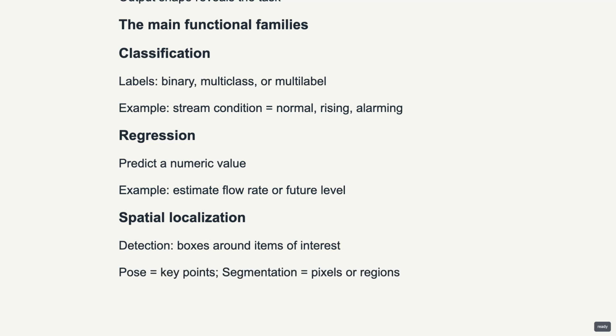Pose estimation pushes the output toward key points such as joints or landmarks, while segmentation labels pixels or regions directly. Those outputs look different on the board, and that difference tells you exactly how much spatial detail the application needs.